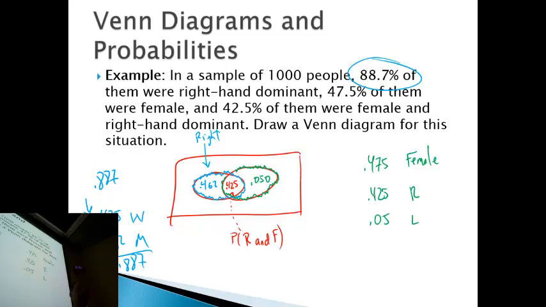Okay, there we go. So the whole set here is all the females or women. 47.5% are female, and then you can divide that: 42.5% are women that are right-handed, 5% are women that are left-handed.